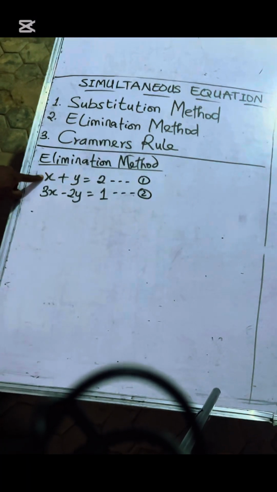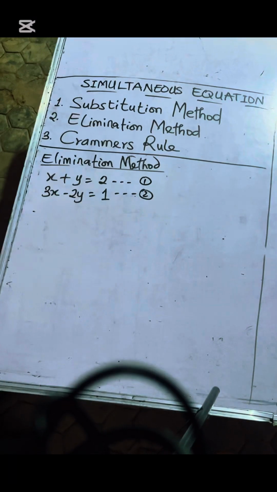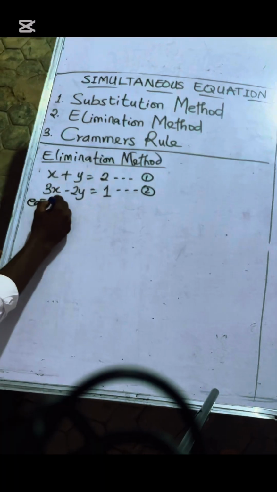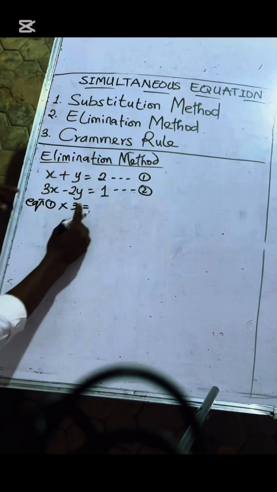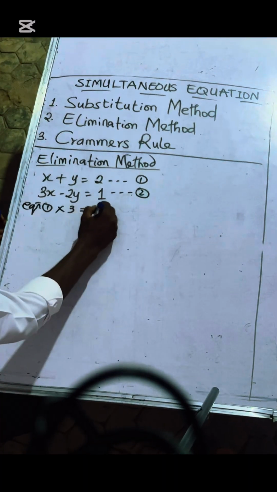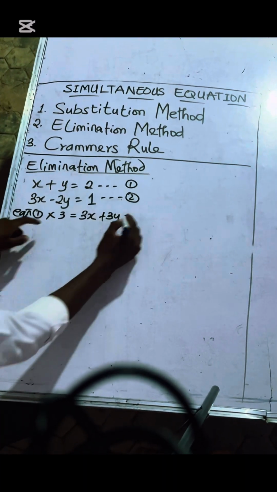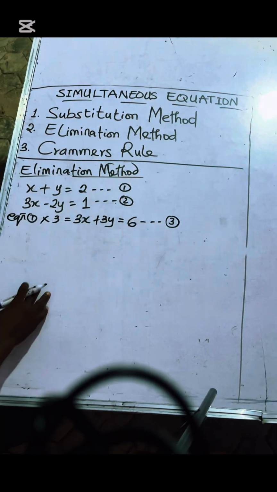The coefficient of x in equation 1 is 1. So we have to make it align. That is why I will introduce this equation 1 times 3. It will give me 3 times x, 3x, 3 times y, 3y, 3 times 2, 6. I will call this my equation 3.